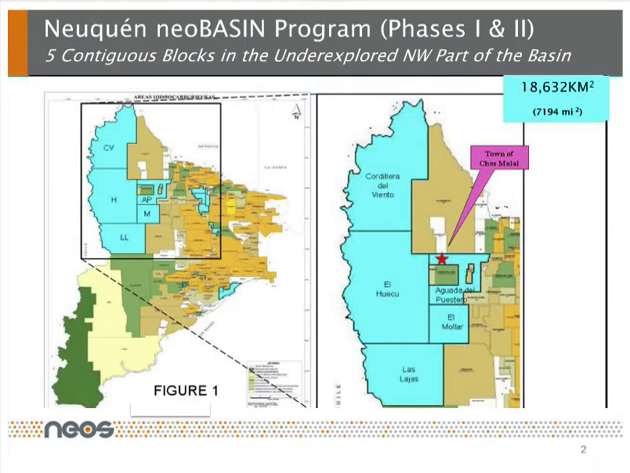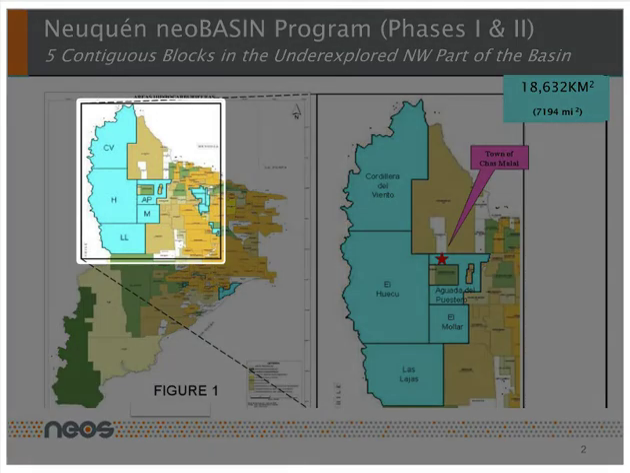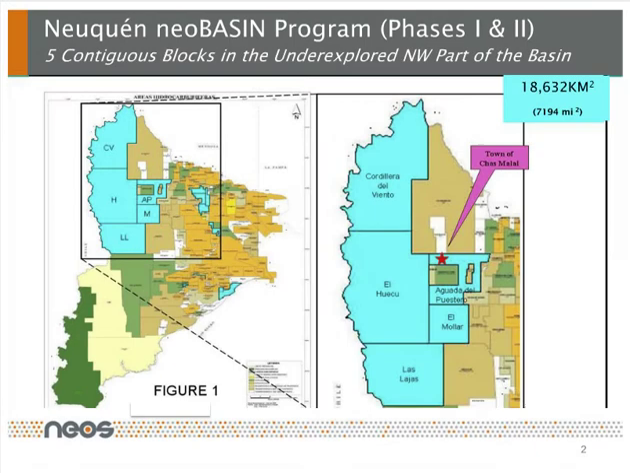As you can see in this slide, the analysis was done on the 5 blue concession areas that are located in the extreme western portion of the Neuquén Basin, abutting just to the west the country of Chile. The area covers approximately 18,600 square kilometers, over which we acquired gravity, magnetic, and hyperspectral data for analysis.